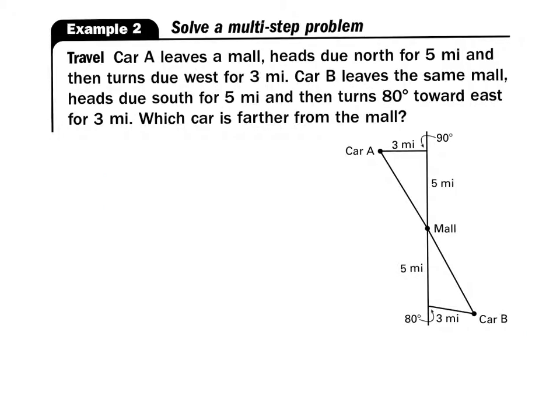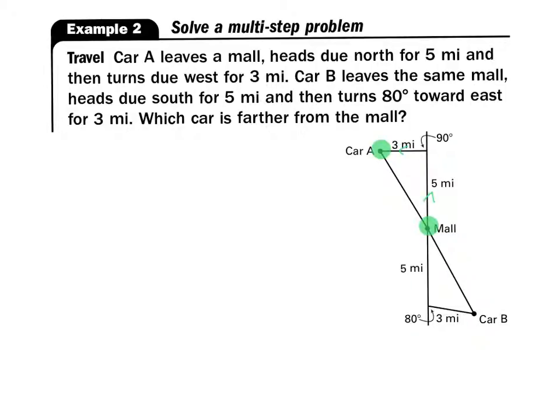Here's another example in word problem. Car A leaves the mall. Notice that the mall is right here. So car A leaves the mall, heads due north, so heads this way for 5 miles, and then due west for 3 miles. So heads this way for 3 miles and arrives at this point.